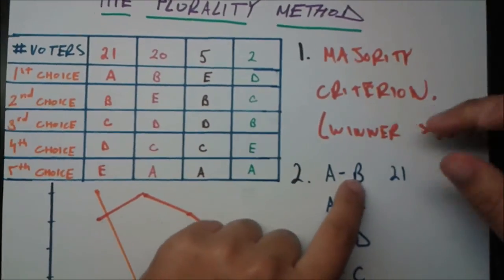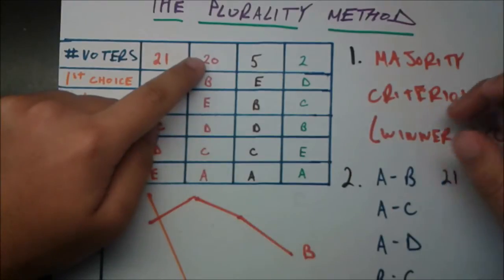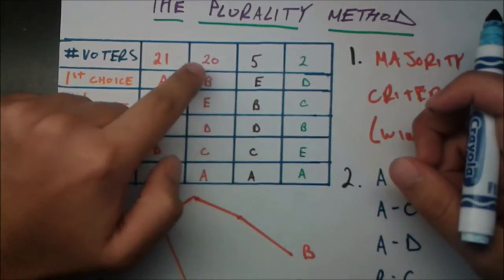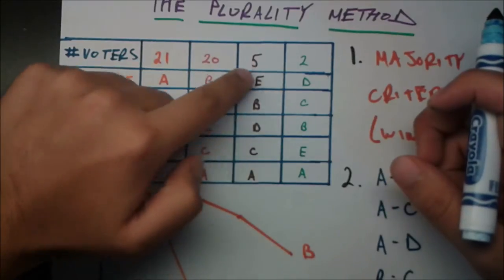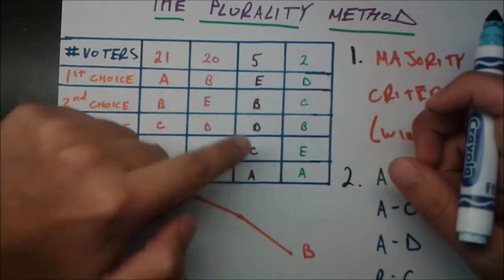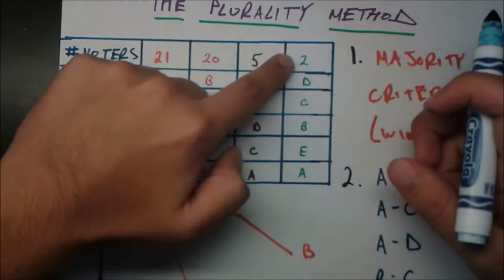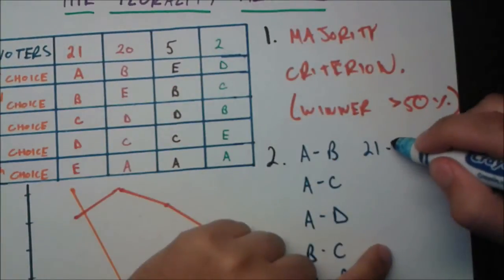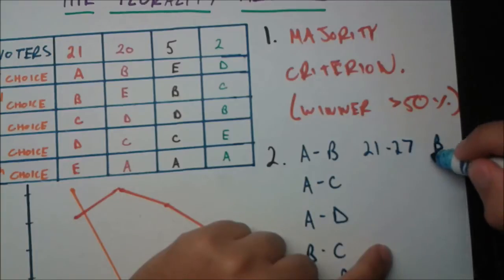And now B, how many votes would he get? These 20 people, would they vote B or A? They would vote B because he's higher on their list. So B has 20 votes here. These 5 people, they would vote B because he's higher up on their list. So he has 25 now. And these 2 people would also vote B over A. So B gets 27 votes. So it's 21 to 27. So the winner is B.